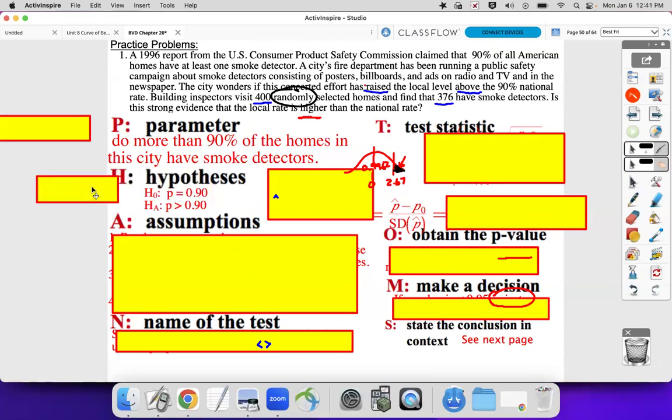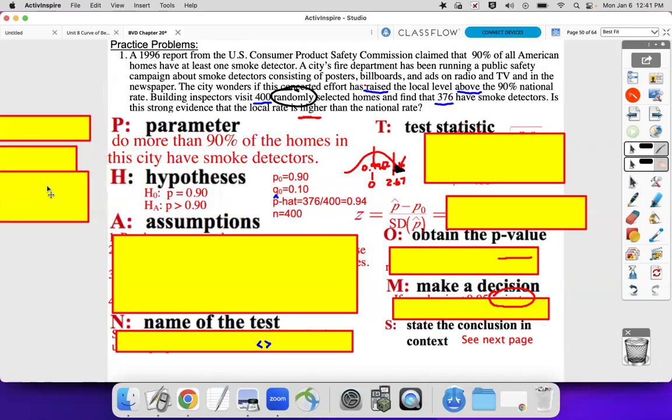Your H0 and your Ha. Well, you know your H0 is going to be p equals 0.90. It's got to be a number between 0 and 1. And they're saying it's greater than 0.90 in this city, so that's the Ha. Now, at this point, I want to take a few numbers that we need.